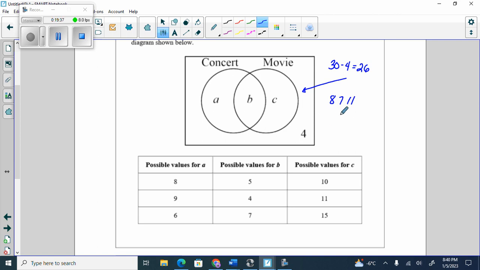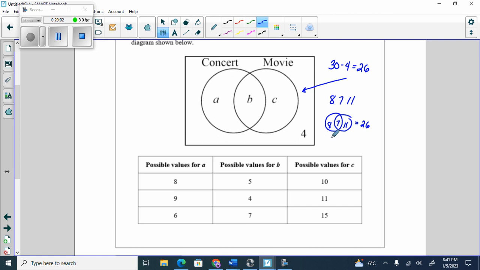Well, how does that happen? Well, if I put 7 in the middle, this would be an 8 and an 11, and that would add to 26. So that would be good. Remembering the three numbers need to add to 26.